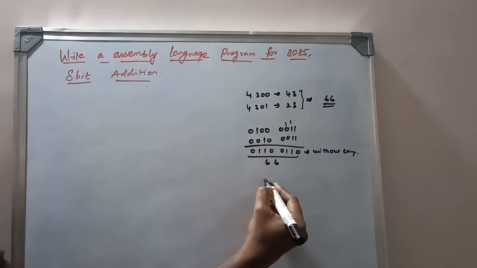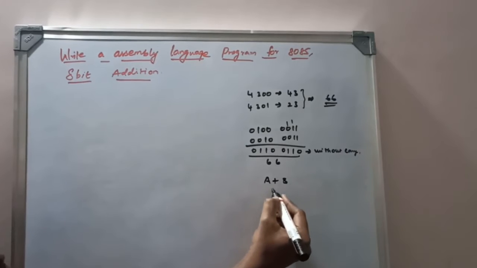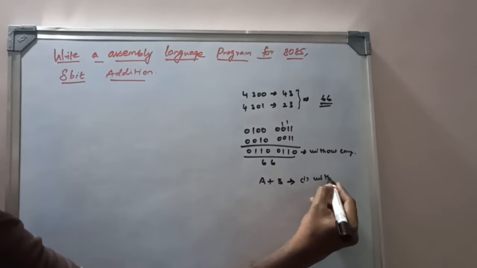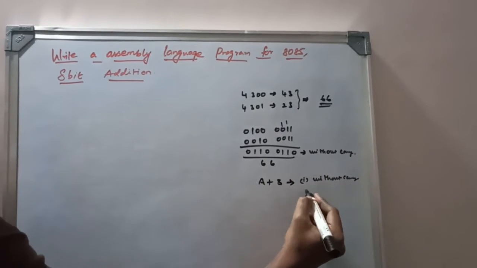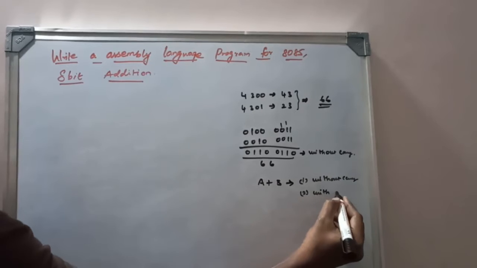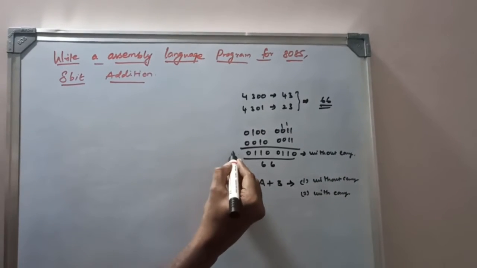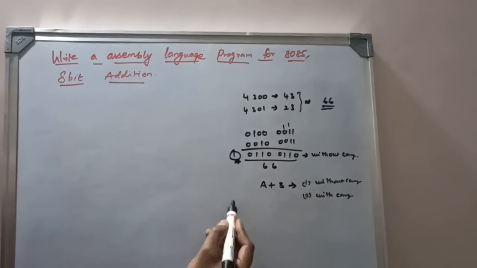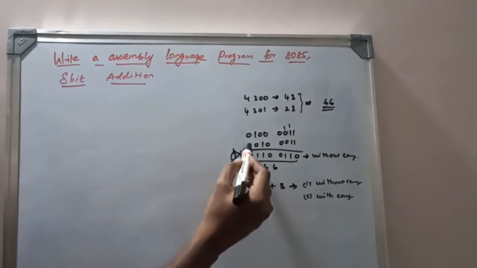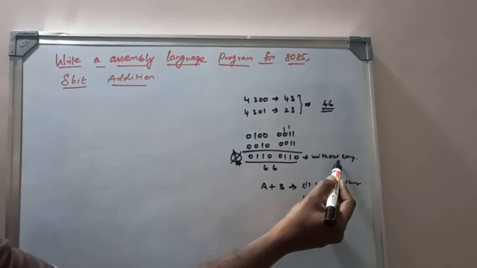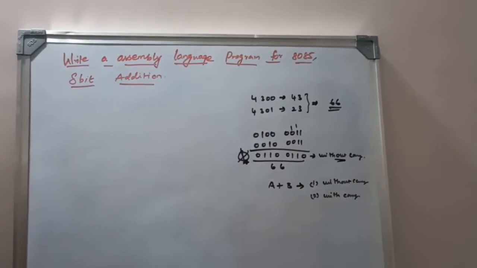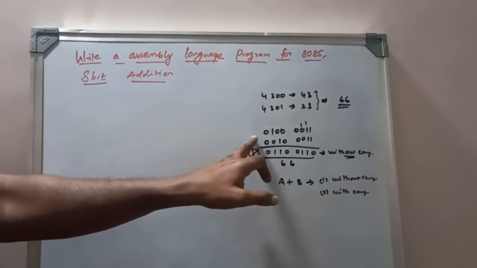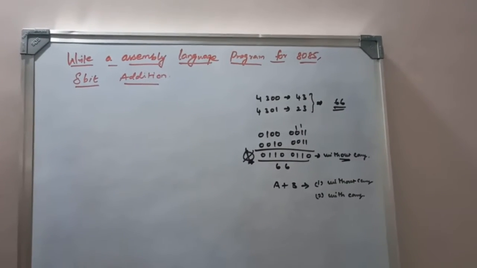In this addition, adding the two register contents A plus B produces two possibilities of output. The first possibility is without carry, the second possibility is with carry. If any carry is produced at the end of the 8th bit, it comes under with carry. If no carry is produced at the end of the 8th bit, it produces the without carry result. So that is the manual calculation of 8-bit addition. Now, how to write the program with the help of this manual calculation? Let us see the program.